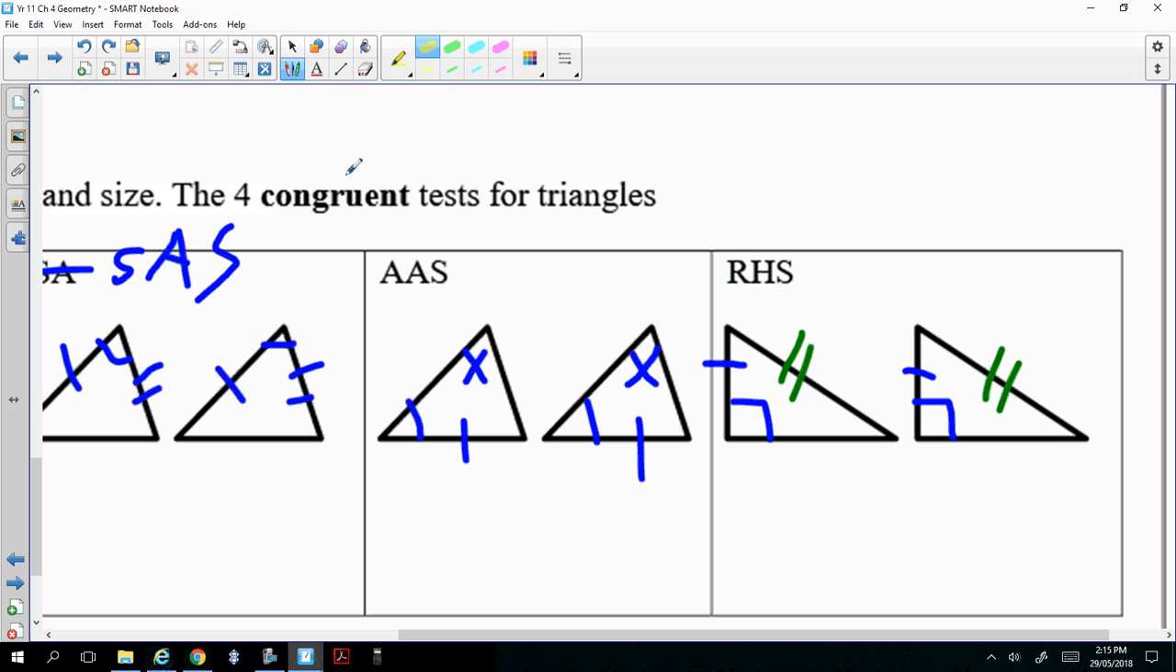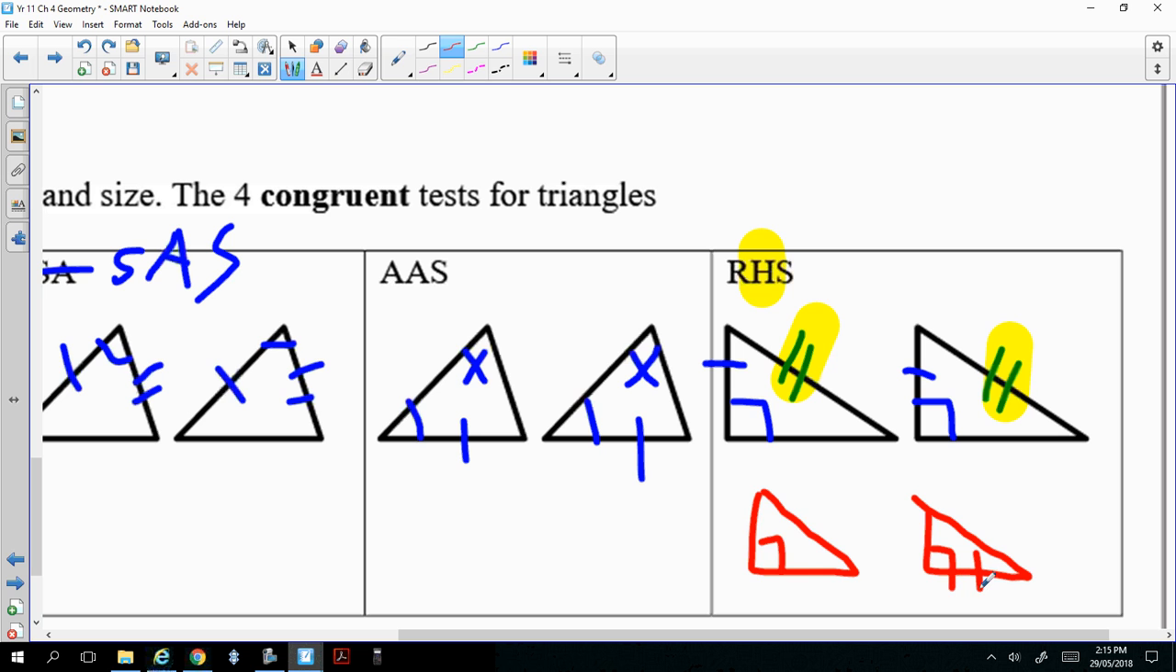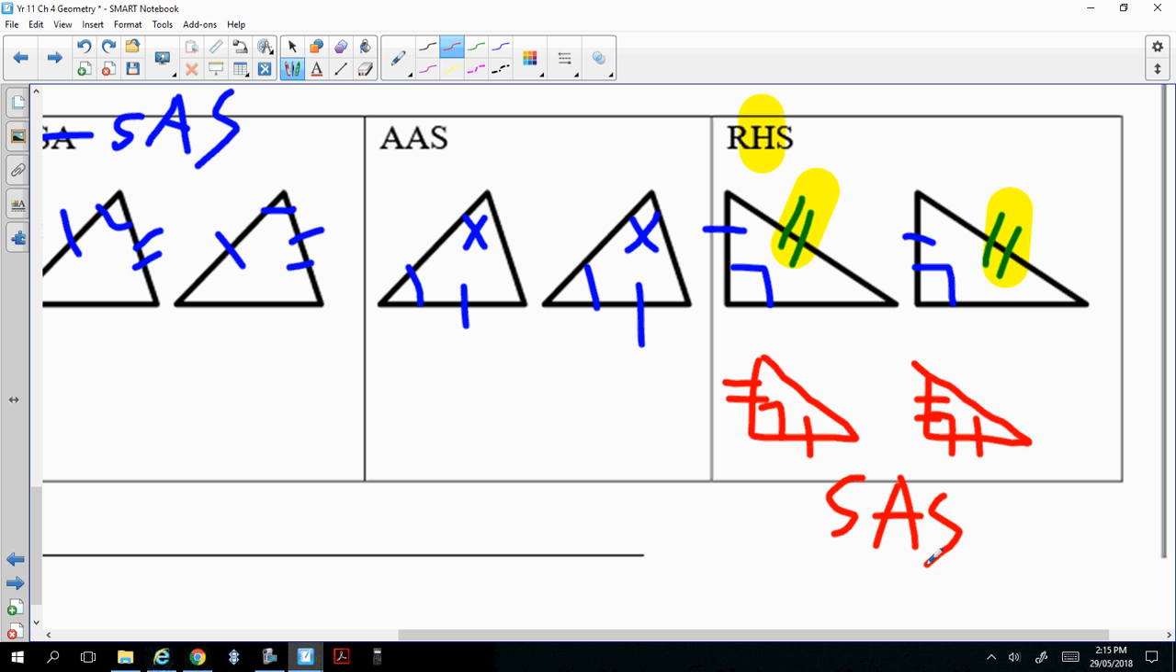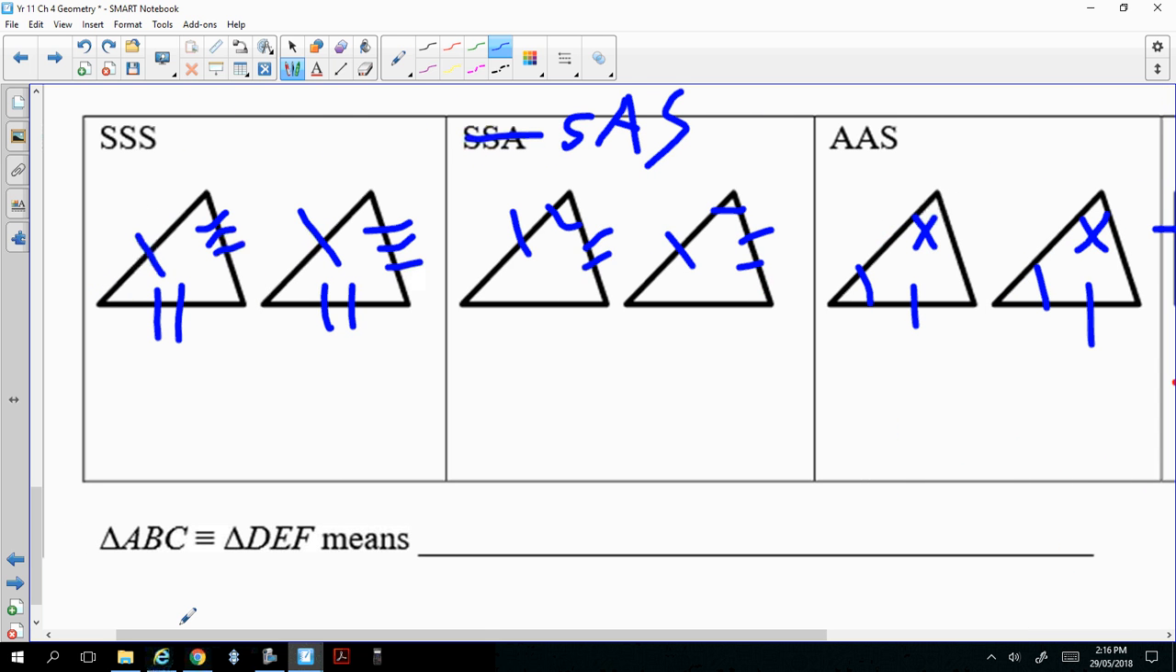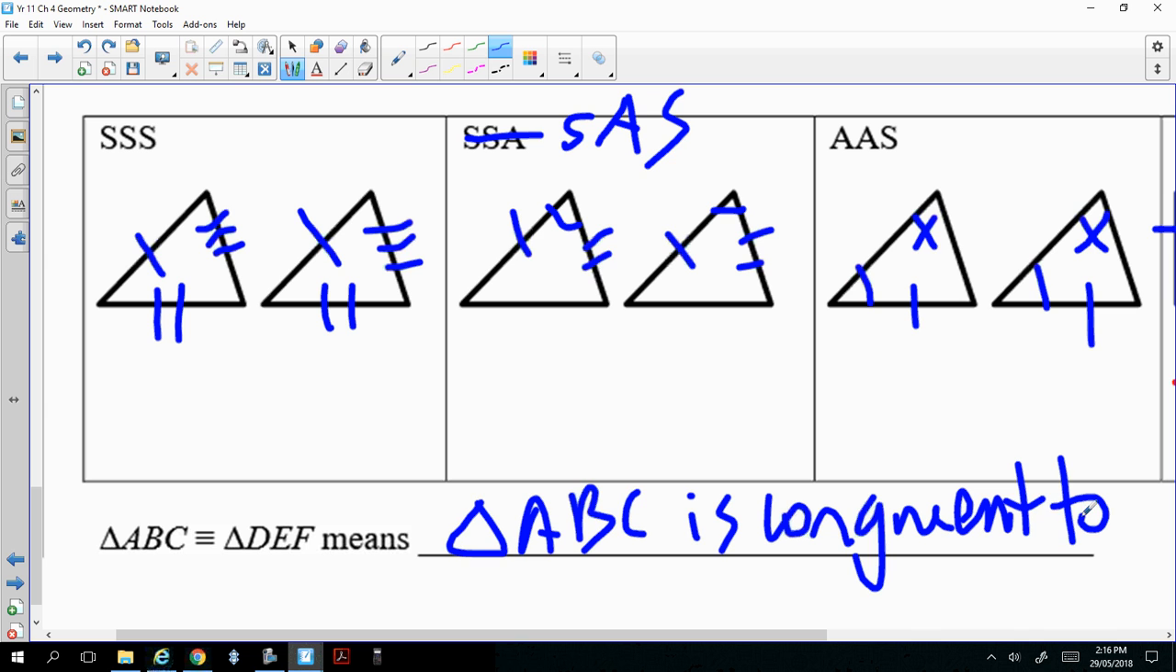For example, if you got a triangle like this, what do we call this? Even though it's a right angle, it's not RHS because it doesn't involve the hypotenuse. Once you involve the hypotenuse, only then is it called RHS, okay? All right, what's the next thing? This symbol means congruent. Triangle ABC is congruent to triangle DEF. All right, done. Very good.